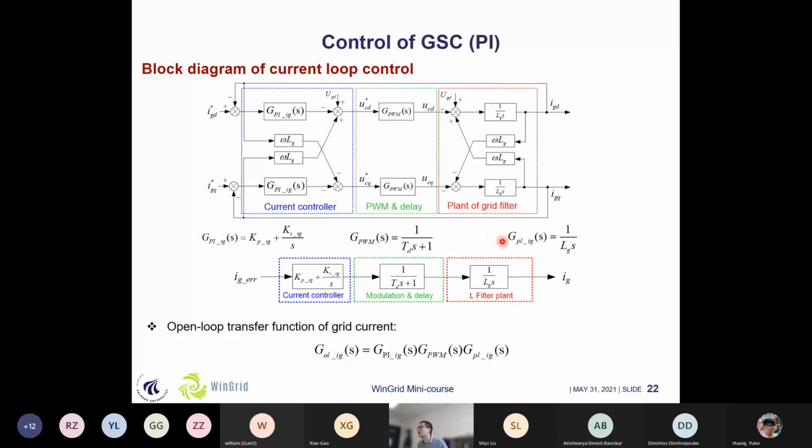So here we can see that the control plant is a linear system, and the PWM unit is an inertial unit, and we can also write out the transfer function of this PI controller. In this way we can simply calculate the open loop transfer function of the grid current, which will be the product of these three subsystems.